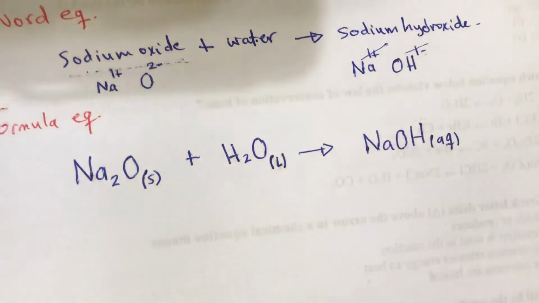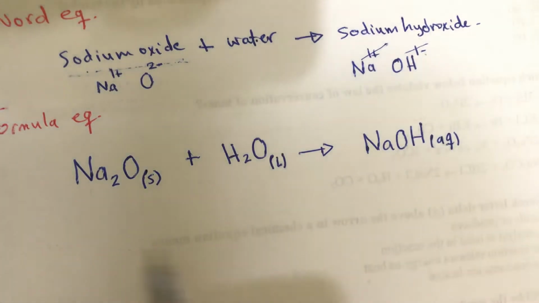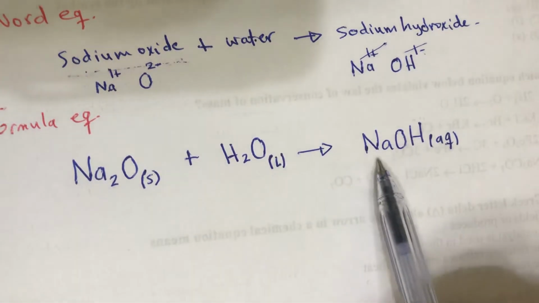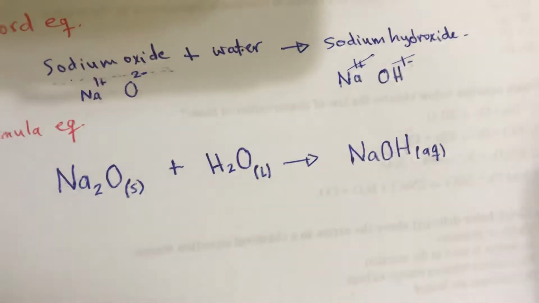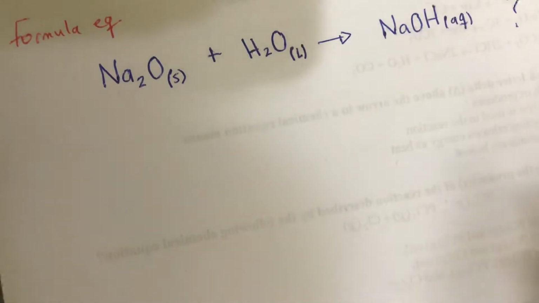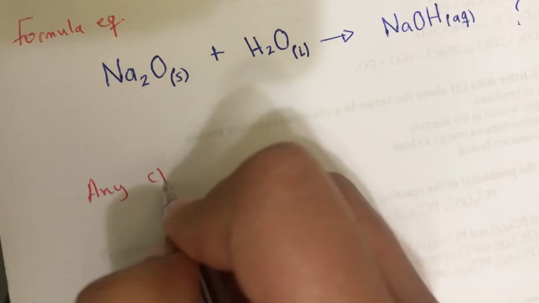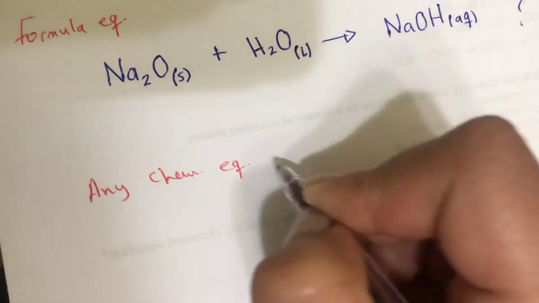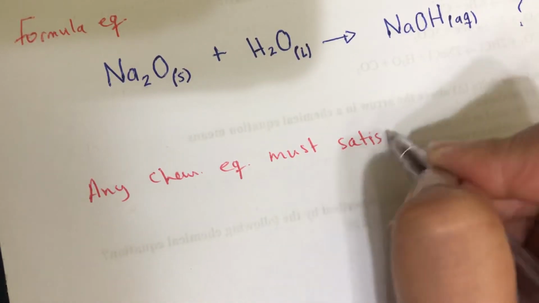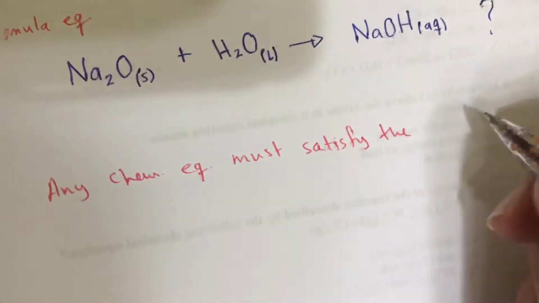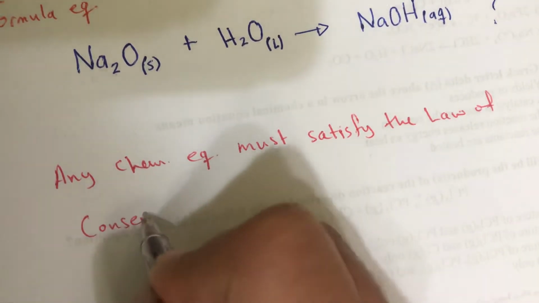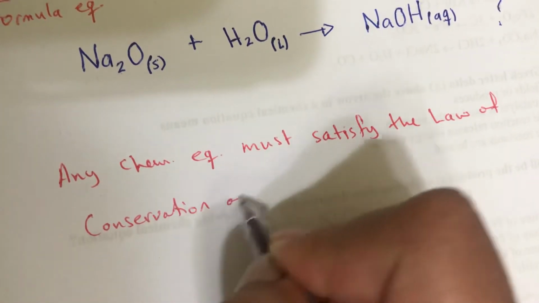What about this equation? Is it a correct equation? Here, you have how many sodium atoms? 2. But here in the product, you have 1. How? So you have to know that any chemical equation must satisfy the law of conservation of mass.